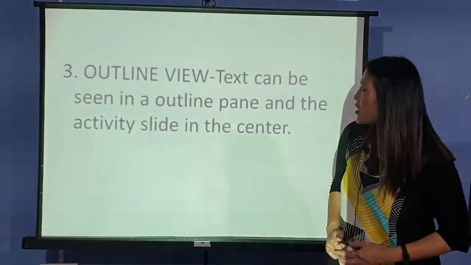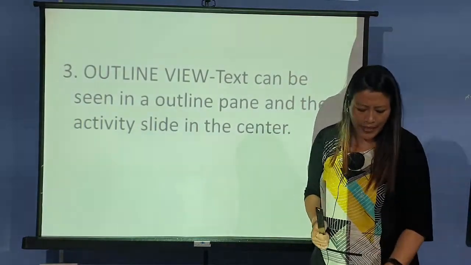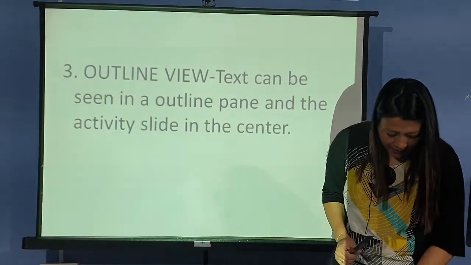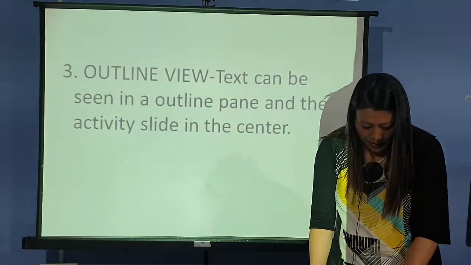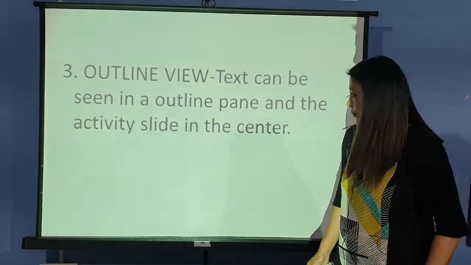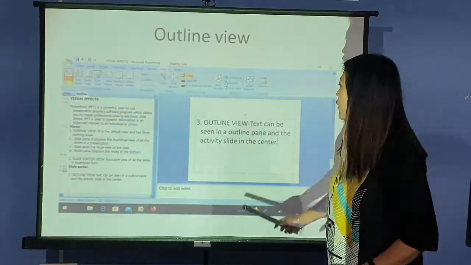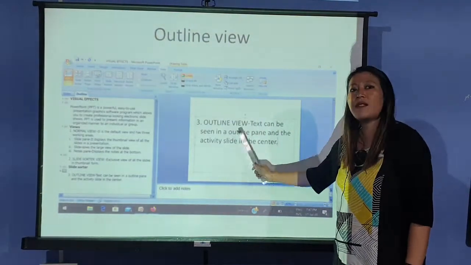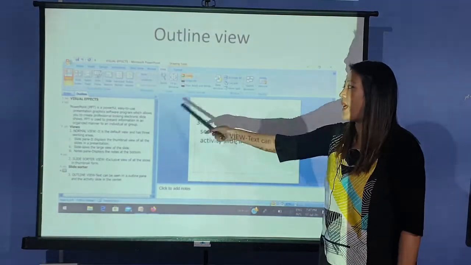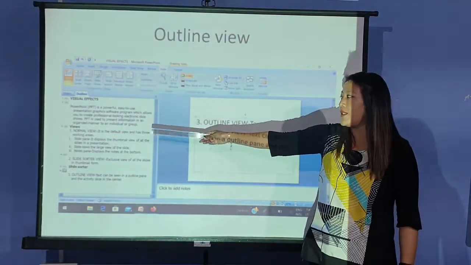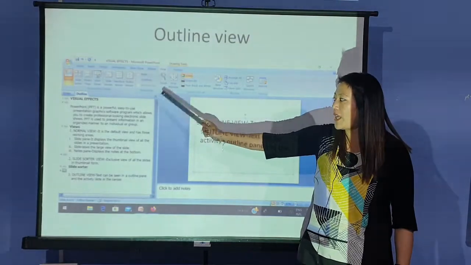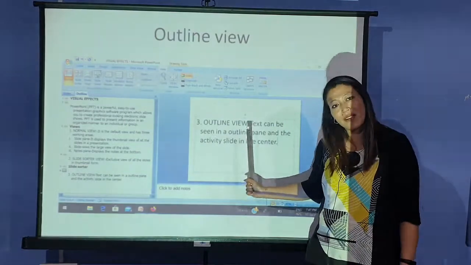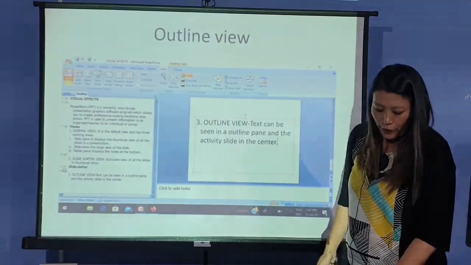Right? And now next view is the outline view. In an outline view, a text outline of the presentation can be seen in the outline pane and the active slide in the center. I'll show you outline view also. This is your active text, it is in the center and whatever is there in your slide will be displayed in your outline view. Children, just see at the left hand side, you see in the outline view, you see all the description of the text that are there in this particular slide. So, this is known as outline view.